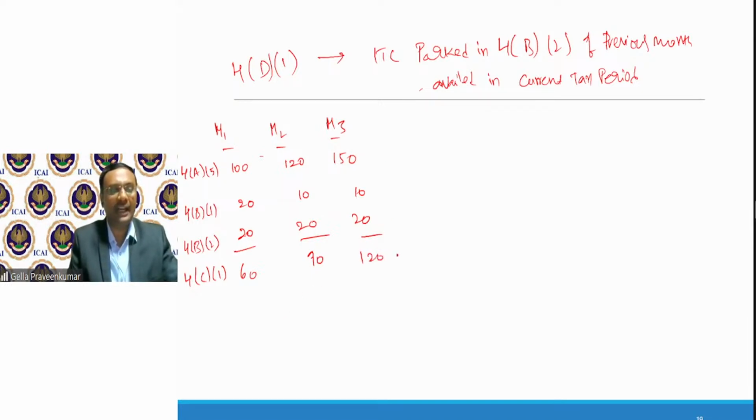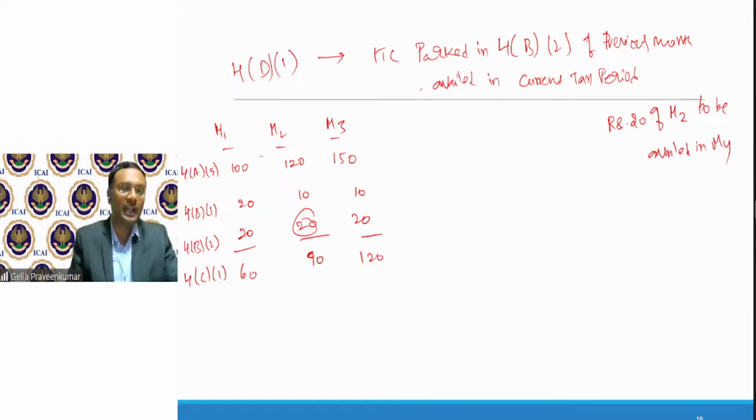Now, this is how generally I report. So what if I have an intent that the 20 rupees of month 2 be availed in month 4? Now, why am I doing that? In month 2, goods worth 20 rupees, I have not availed. Reason? Sir, I don't have the tax invoice. In month 4, I have received the tax invoice.